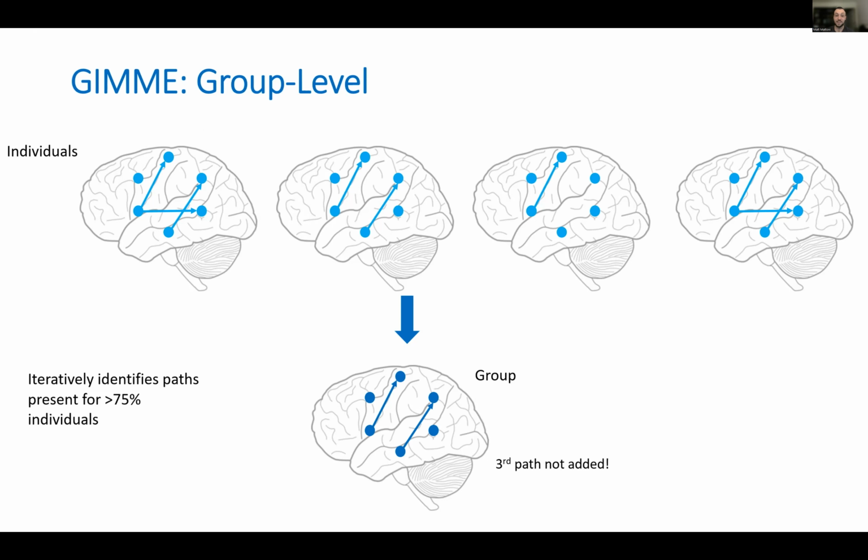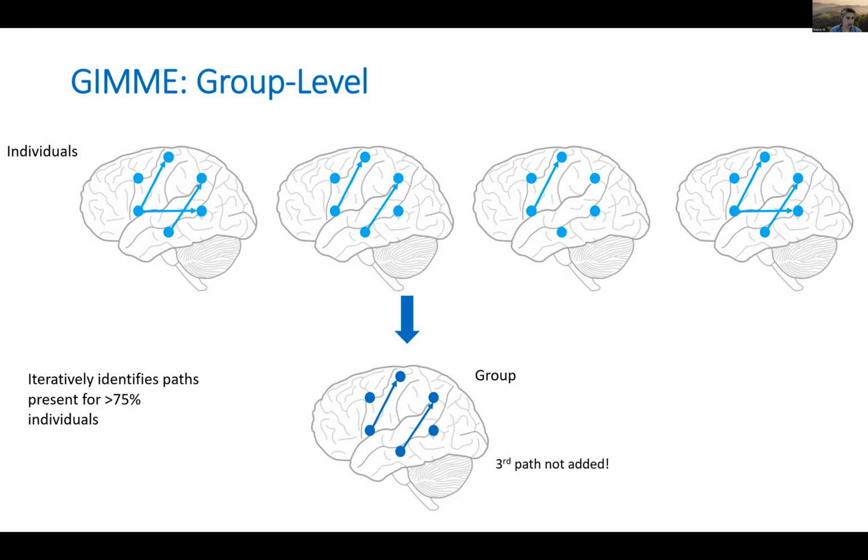In real data, you end up getting a lot more paths. This takes a much longer process, but it shows the highlight of how GIMME is built. Each person gets a vote, and if enough people vote that it passes your threshold, then we add this to the group level model under the assumption that the majority of the individuals do have this path, so it actually reflects individuals, which is ultimately the goal.